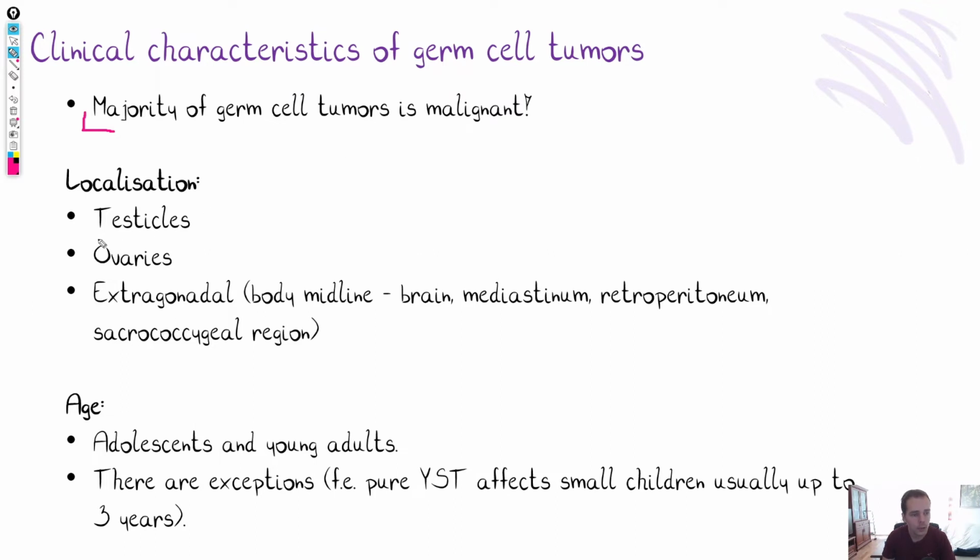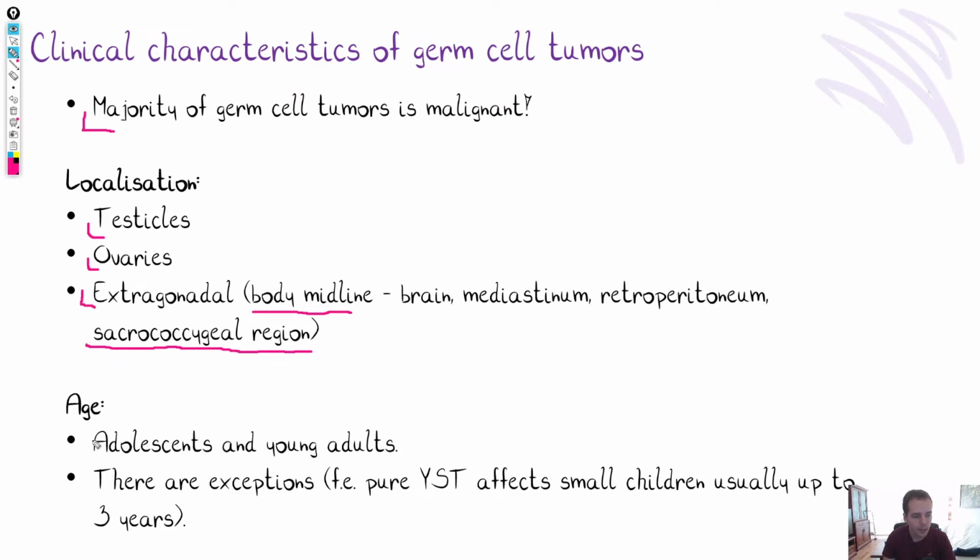The typical localization is gonad, testicles, ovaries. But as I mentioned earlier, some germ cell tumors can also be extragonadal. They can arise in extragonadal localization, and it's usually body midline, from the brain, across mediastinum, retroperitoneum to sacrococcygeal region. Especially the tumors in sacrococcygeal region, they are usually teratomas, and they are usually congenital.